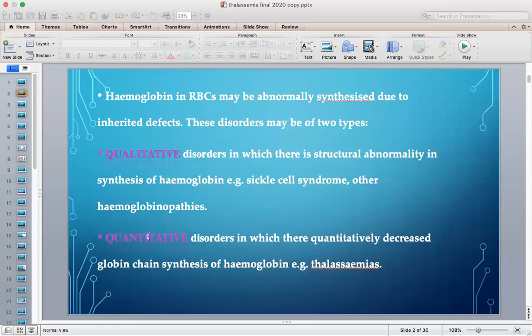Or the defect could be quantitative, يعني أنا عندي normal hemoglobin A produced at a lower amount or at a decreased level. فهذا نسميه quantitative defect. إذا صار عندي qualitative defect and quantitative defect.